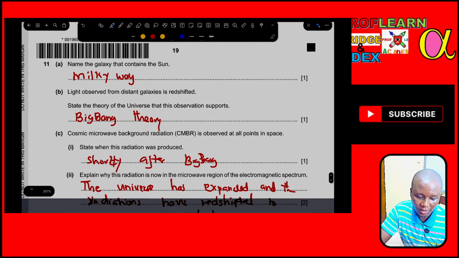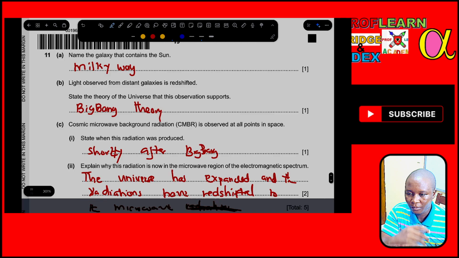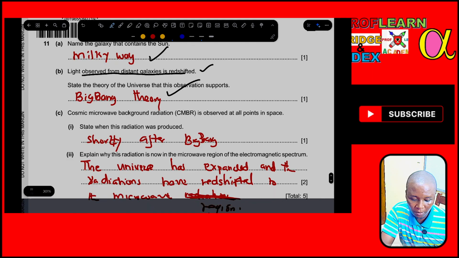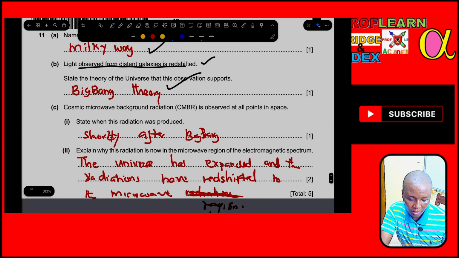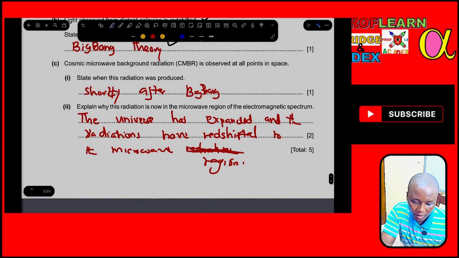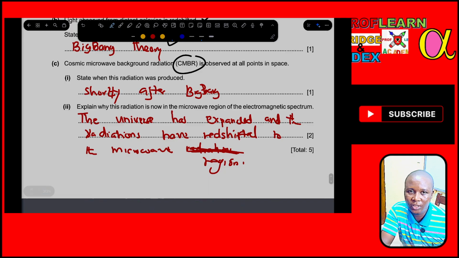Name the galaxy that contains the sun. This is the Milky Way. State the theory of the universe that the light observed from distant galaxies is redshifted. This is the Big Bang theory, and this supports it because the universe is expanding. Also state the CMBR, which is one of the evidence that indicates that the universe originated from the Big Bang theory. And this is what we call cosmic microwave background radiation, which is always present in the environment.